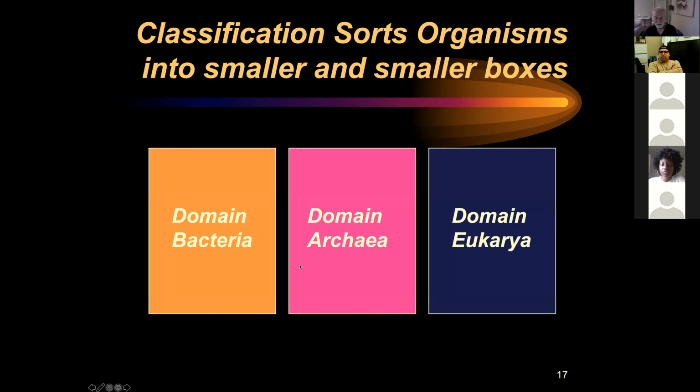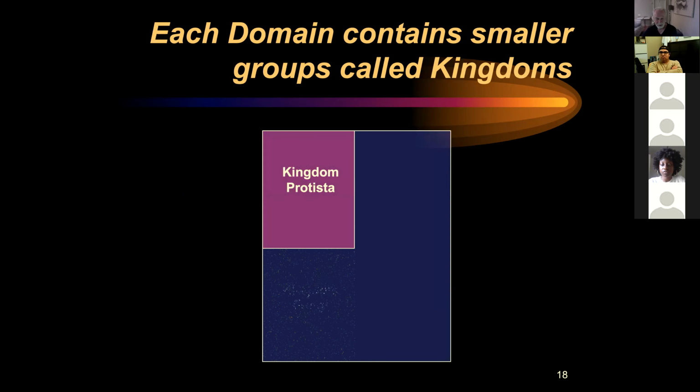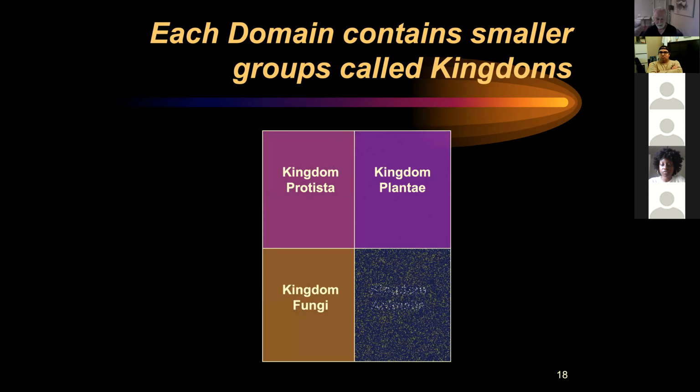So let's look at how we go about this. We start out with domains. We have 3 big boxes, one for each domain. We can take a particular domain, like eukarya, and divide that into 4 boxes. And we're going to continue to subdivide.